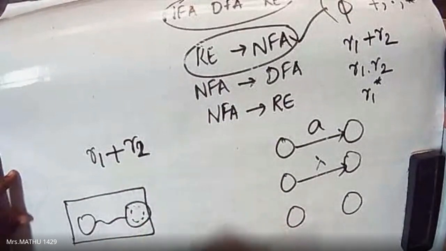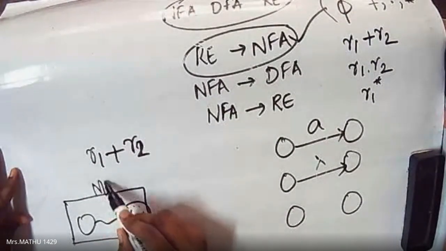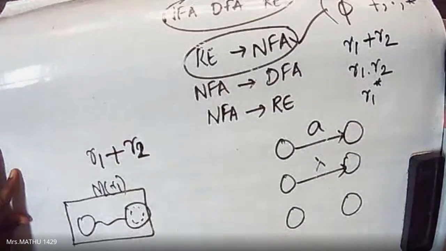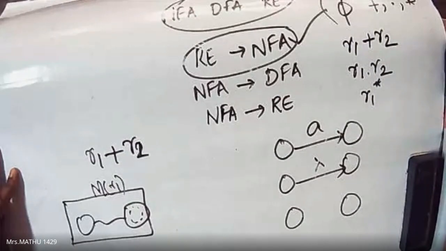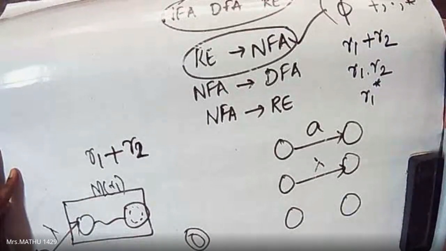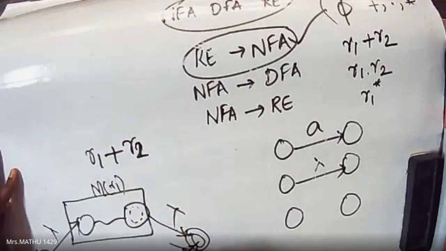So if it is R1 plus R2, then we can draw a separate machine for R1, the NFA for R1, and then for R2, and we can have a common initial and final state and connect them with lambda edges. This is what we discussed that day.